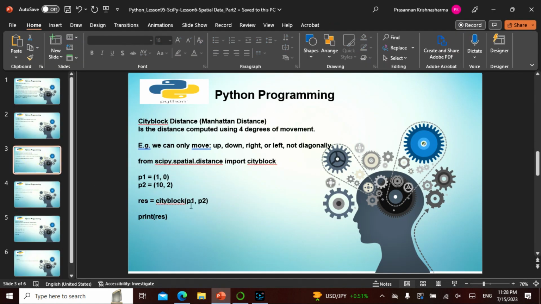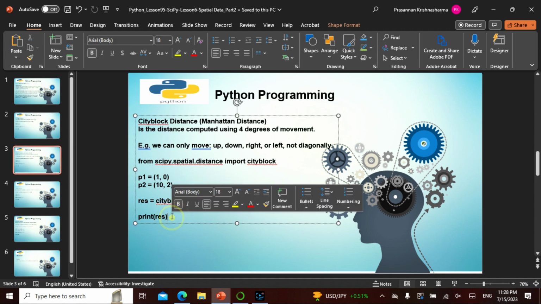Next is the city block distance, also called the Manhattan distance. It is the distance computed using 4 degrees of movement. I don't know why it is called Manhattan or why it is called city block; I think it might be the name of a person, but I really don't know. But this is called 4 degrees of movement. That is, we can only move up, down, right, or left, but not diagonally. So maybe that is why it is called Manhattan.